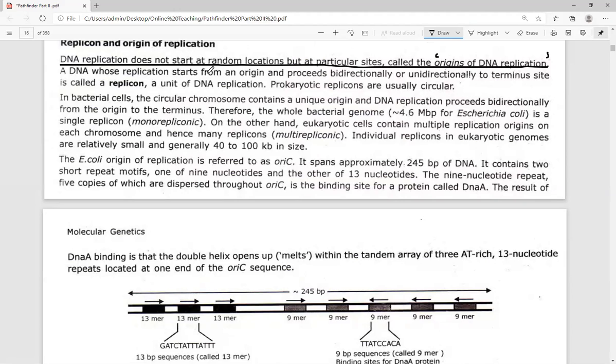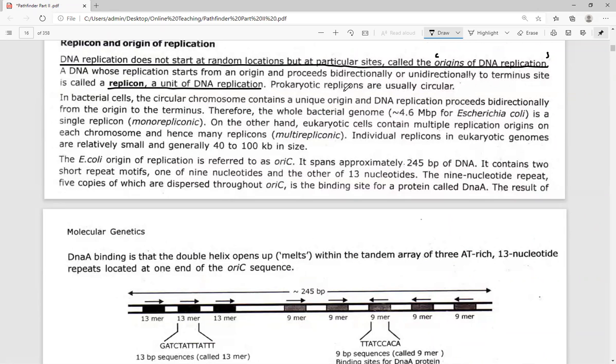The DNA whose replication starts from an origin and proceeds bidirectionally or unidirectionally to the termination site is referred to as a replicon. What is a replicon? A replicon is a unit of DNA replication. It is a part of double-stranded DNA in which replication begins from an origin and proceeds bidirectionally or unidirectionally to the termination site. The segment of DNA that is involved in the process of DNA replication is referred to as a replicon.